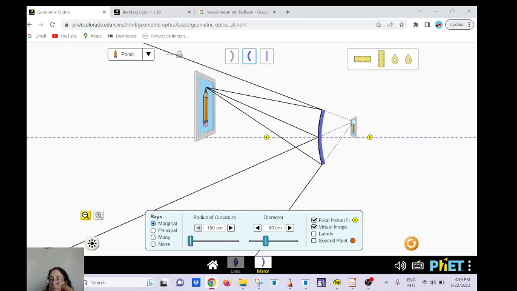and by measuring this distance here, measuring the magnification, you can figure out the focal distance. If you have the focal distance, you have the radius of your eye. So that's cool.